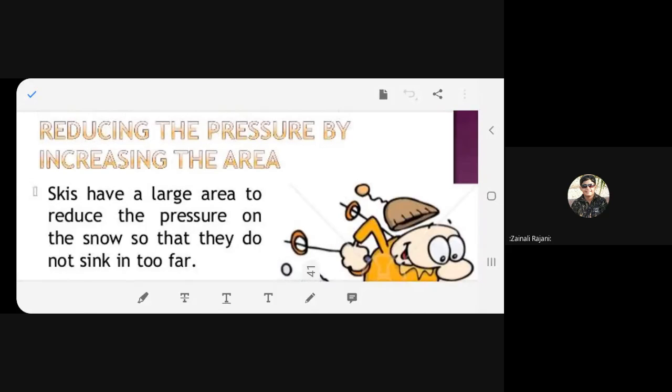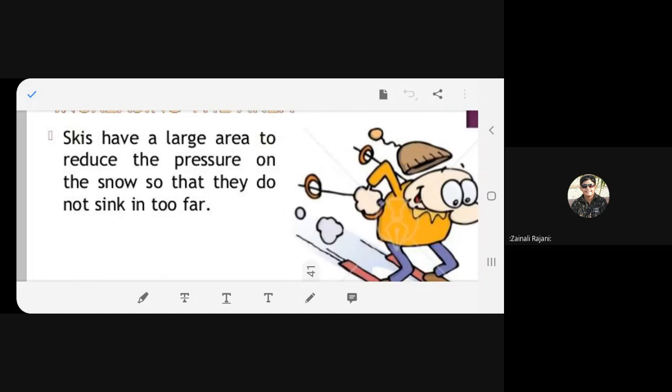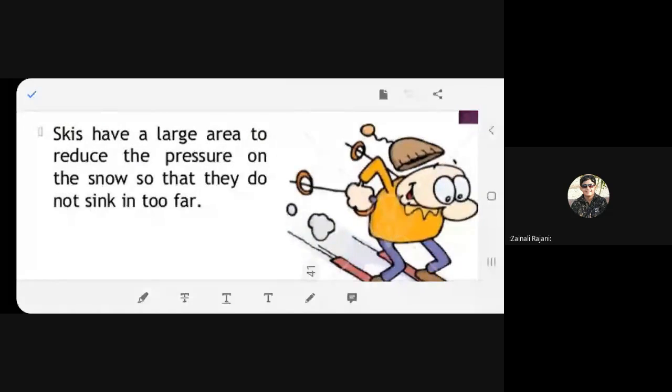Read better. Reducing the pressure by increasing the area. Skies have a large Please, area to please read reduce. it again. Please read. When I stop you, you have to stop better. Skis. What is written? Skies have a large area to reduce the pressure on the snow so that they do not sink in too far.